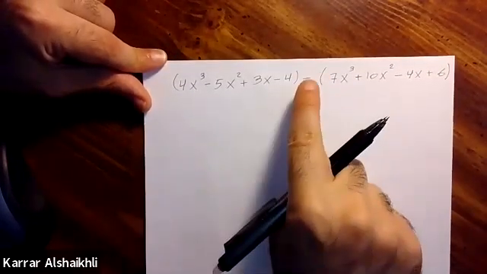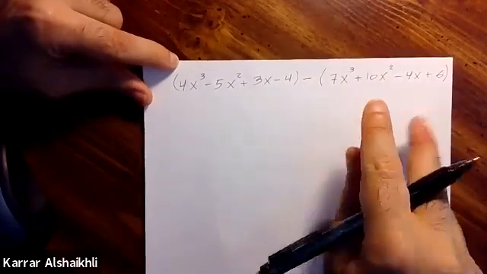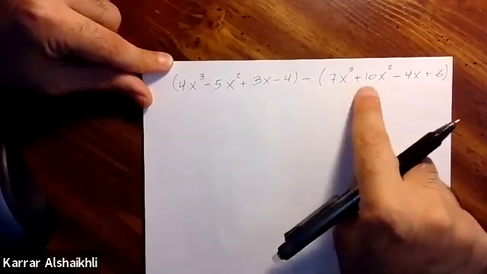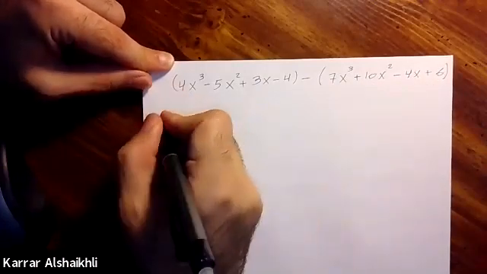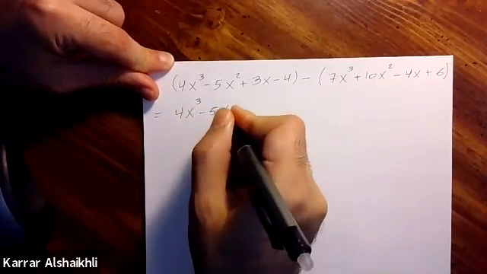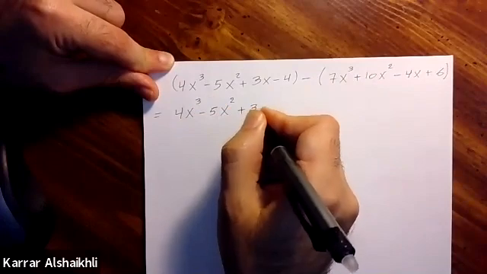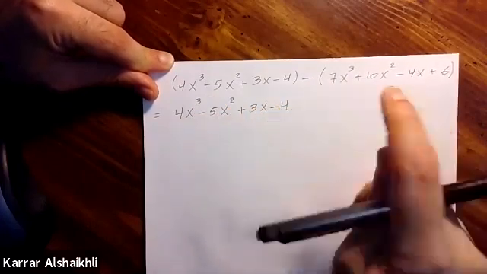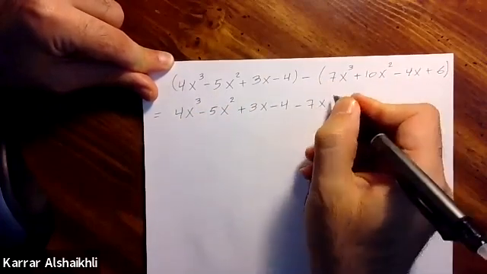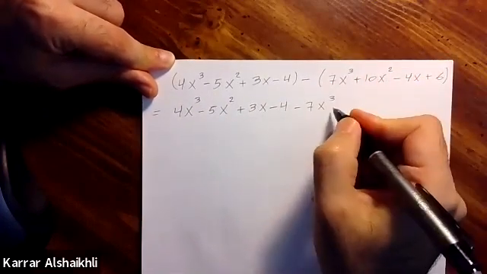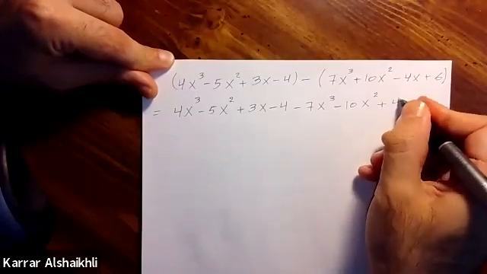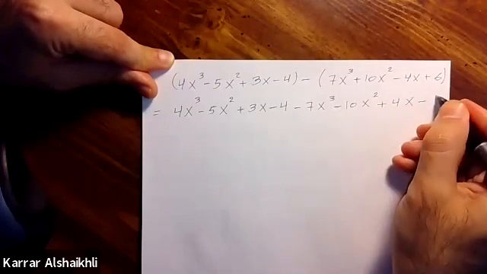So you see, I see a minus between two polynomials. So instead of distributing the negative sign or -1 on all these terms with the second polynomial, I'm just going to write down the first one: 4x cubed minus 5x squared plus 3x minus 4. Change the sign here. This is positive, I'm going to write down negative. This is positive, I'm going to write down negative. This is negative, I'm gonna write down positive. This is positive, I'm gonna write down negative.